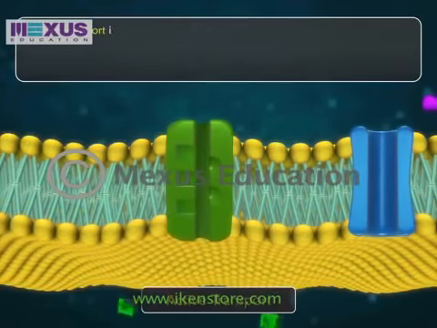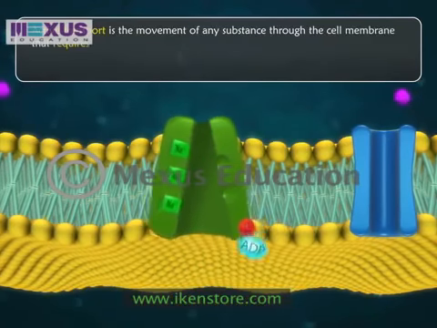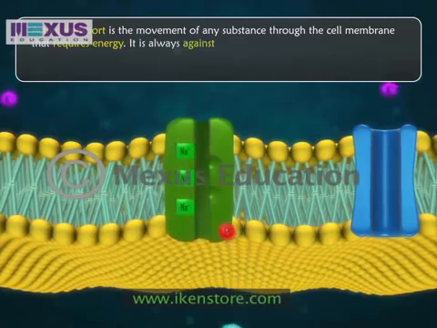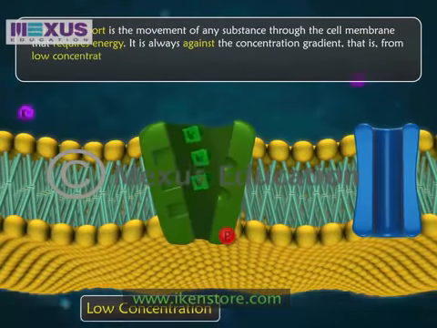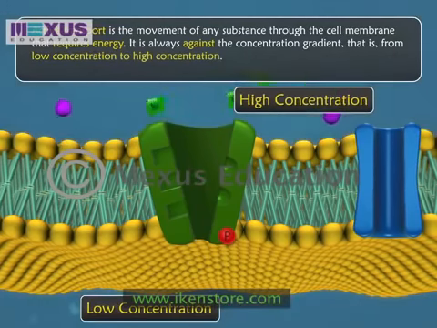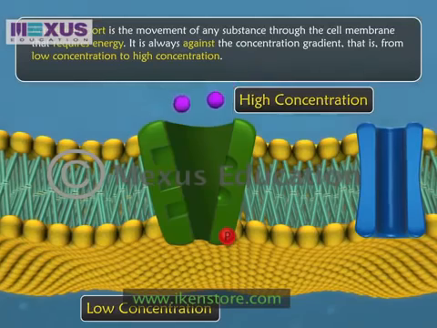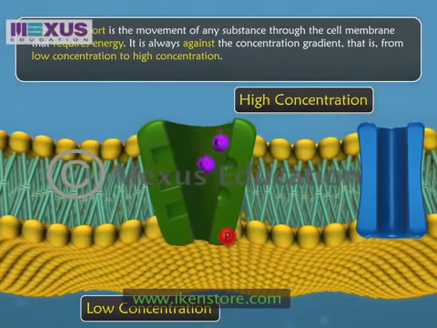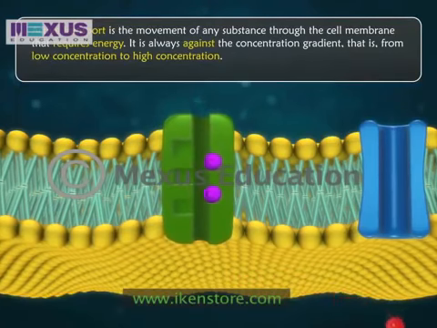Active transport is the movement of any substance through the cell membrane that requires energy and is always against the concentration gradient, that is, from low concentration to high concentration. In the process of active transport, the solute particles move against their chemical concentration or electrochemical gradient.